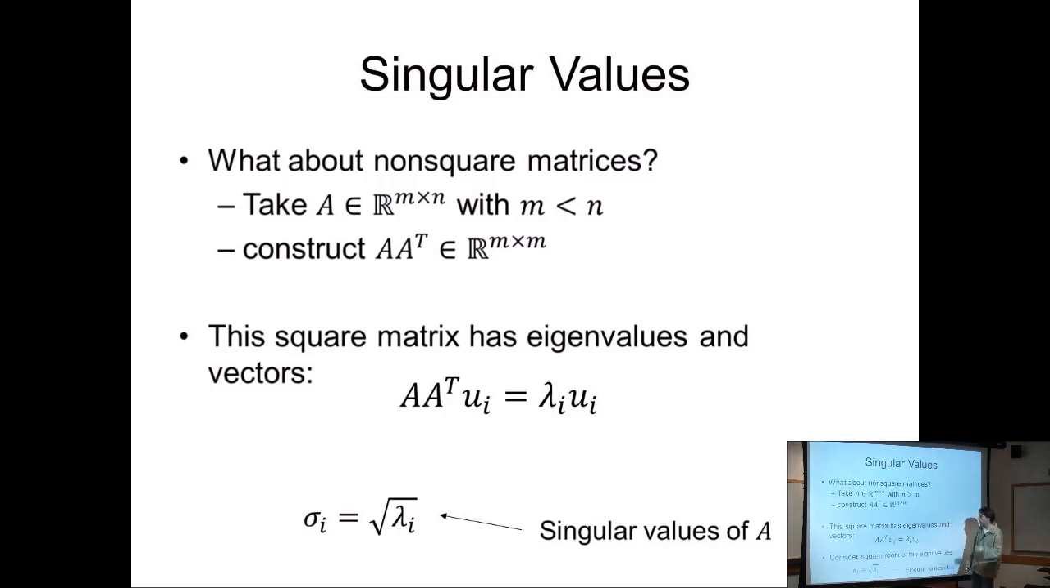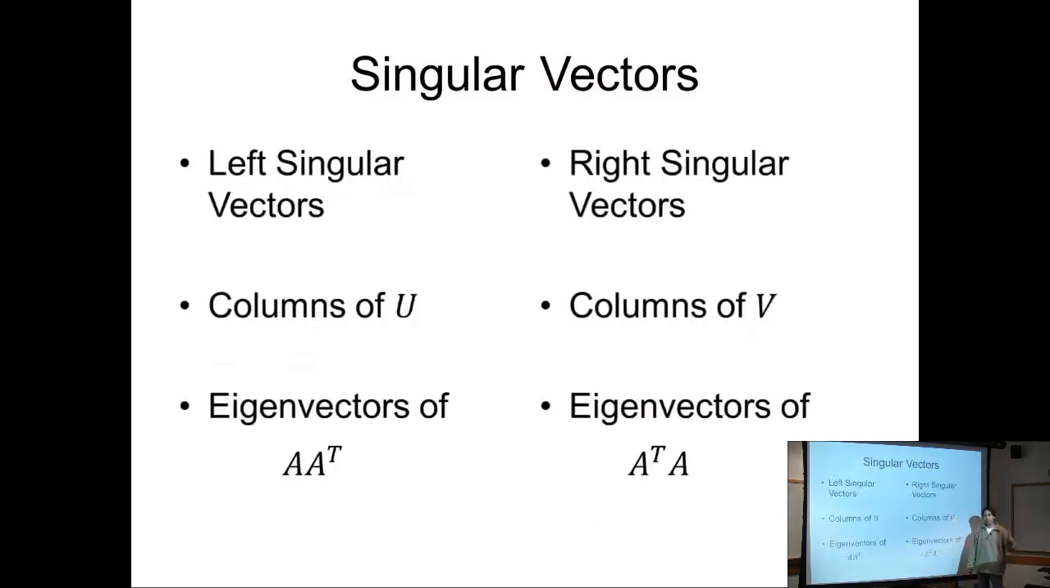And then the singular values of A are simply going to be the square root of the eigenvalues of AA transpose. Just as we have singular values, we also have singular vectors, except we're now going to have left singular vectors and right singular vectors. Simply put, the left singular vectors we're going to use to form a matrix U, column by column, and the columns are going to be the eigenvectors of AA transpose.